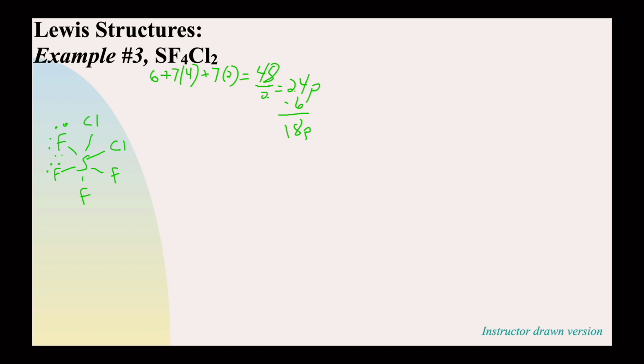This is the 4th pair, 5th pair, 6th pair, 7, 8, 9, 10, 11, 12, 13, 14, 15, 16, 17, 18 pairs. So you can see that by giving out those 18 pairs, I used up all of my electrons. I don't have any for the middle sulfur, so we're good to go. So this is the Lewis structure for SF4Cl2.